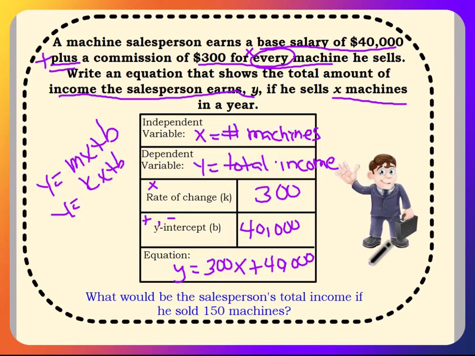And then it says, okay, what would be the salesperson's total income if he sold 150 machines? Well, this is where you're going to take your equation and replace X, the number of machines, with 150 and solve it. So Y equals 300 times 150 plus 40,000. So go ahead and pause the video, solve that, and come back to check your work.